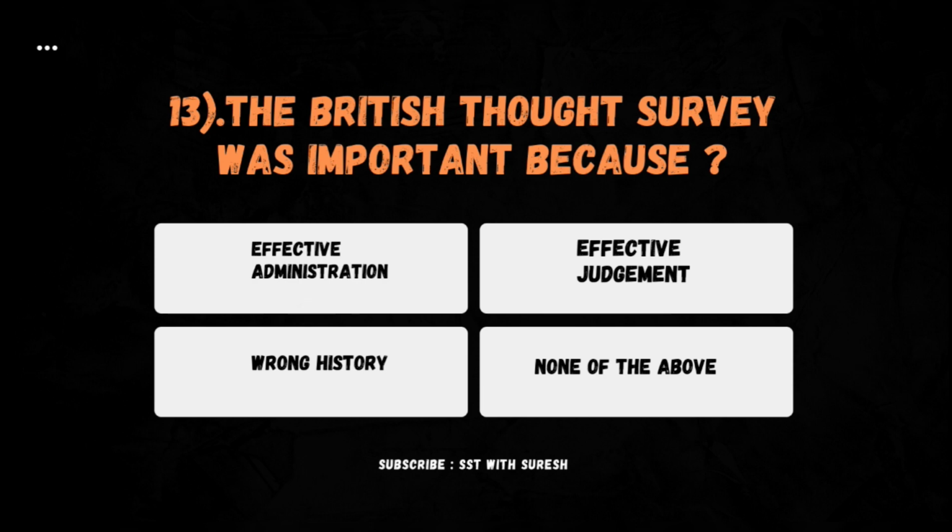Question number 13 asks that the British thought survey was most important because... The options are: effective administration, effective judgment, wrong history, and none of the above. The British thought survey was important because... And the correct answer for question number 13 is that the British thought survey was important for effective administration. Okay, next question number 14.